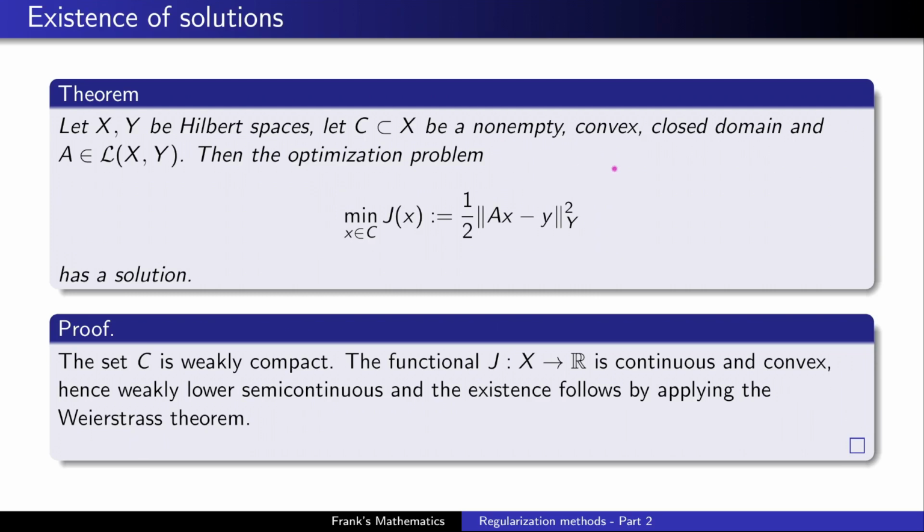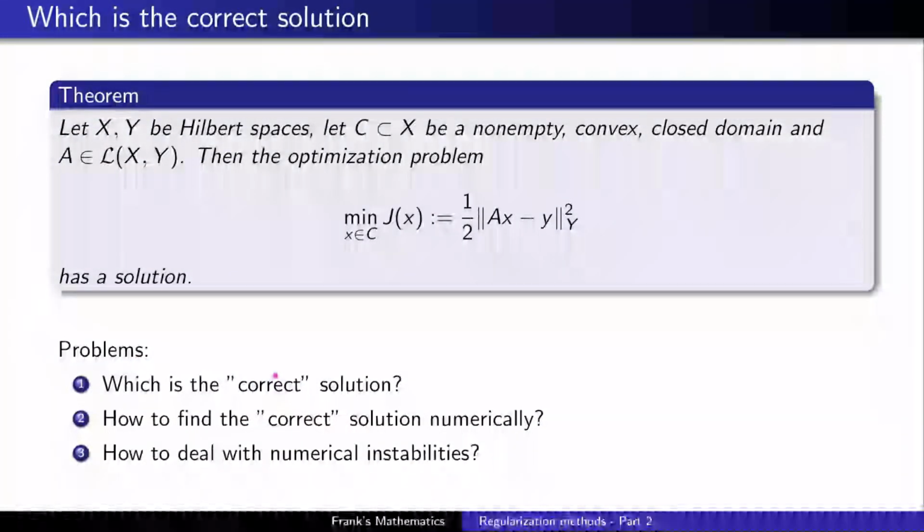Since C is a non-empty convex closed set, we know that it is weakly compact. And since the functional J, which is defined here, is of course continuous and convex, it is therefore weakly lower semi-continuous. By combining this lower semi-continuity with the property that C is weakly compact, we get the existence of solutions by applying the Weierstrass theorem. So, this is nice because we know that we have at least one solution.